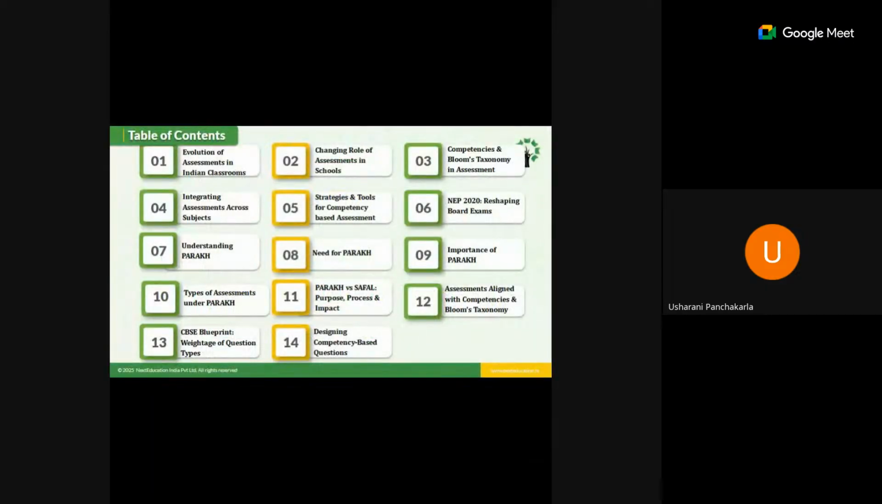Right. Now, the first slide is this. This is about the preface of what we are going to move through and navigate through in the session, regarding the evolution of assessment, how the role of assessments is changing in the schools, and then competencies and Bloom's taxonomy. This we already discussed last time with respect to Bloom's taxonomy, how to frame a learning objective, and how the questions or assessment should be aligned with that particular learning objective.